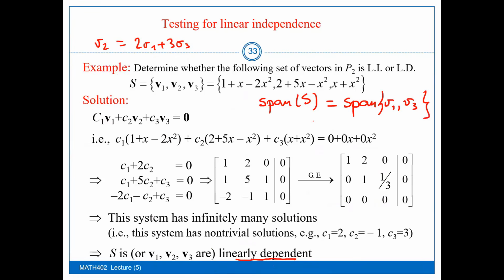Okay, so the vector space spanned by S is spanned only by V1 and V3 really, because V2 is itself a combination of V1 and V3. So for this example, the span of V1, V2, V3 is the same as the span of V1 and V3 only. V2 is related to these two vectors. It doesn't add anything new.